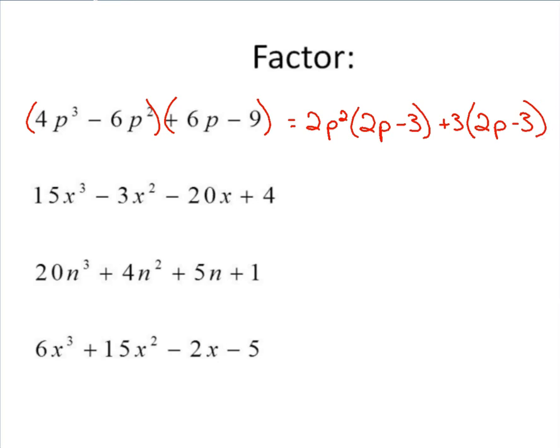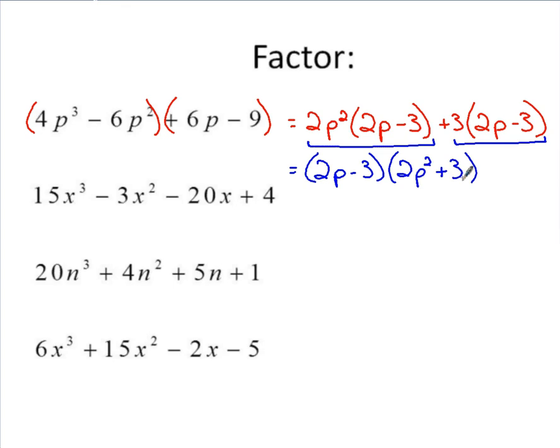Notice how this little part here in the parentheses compared to this little part in the parentheses, it's the same thing. Whenever we do factoring by grouping, that's our goal, to have these little sets of parentheses match up. Because if they do, we just do what we did on the previous slide. You take that 2p minus 3 out. You take that out, and if you write what's left, you've got a 2p squared here plus a 3 over here. There's your factorization.